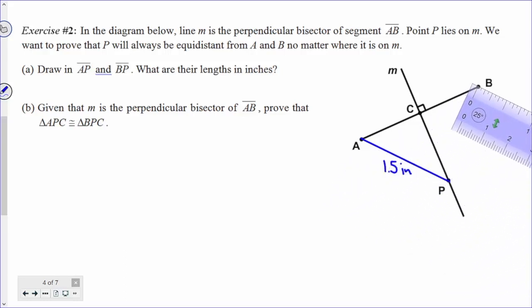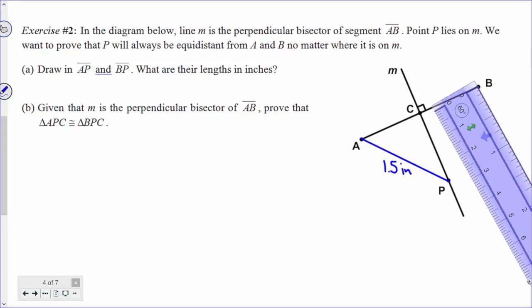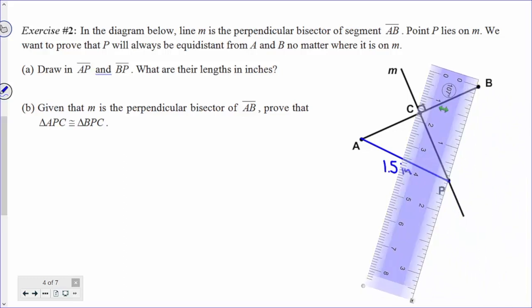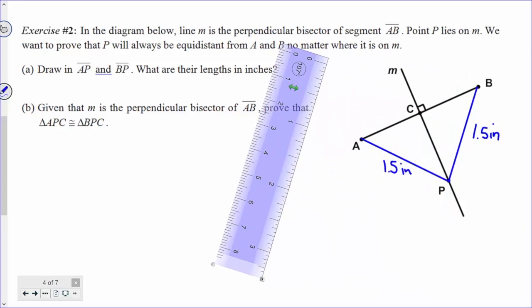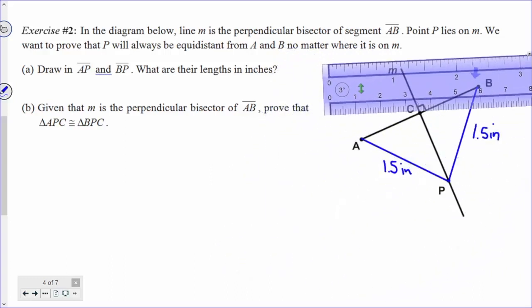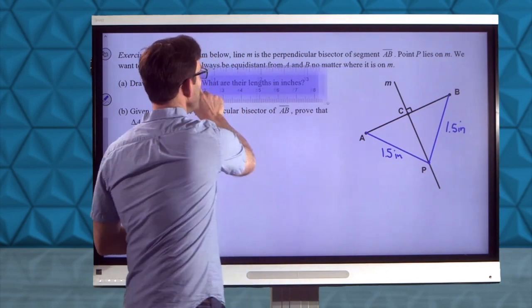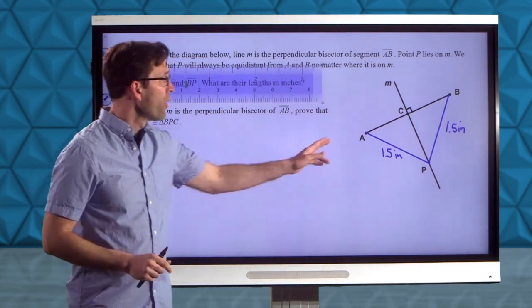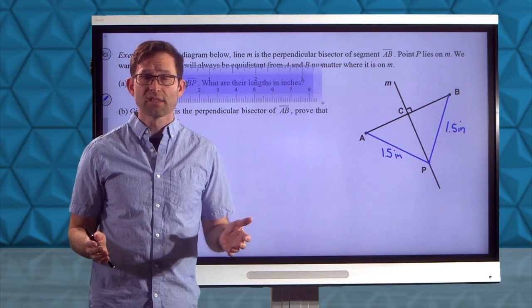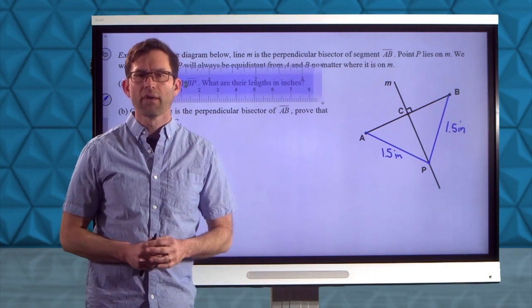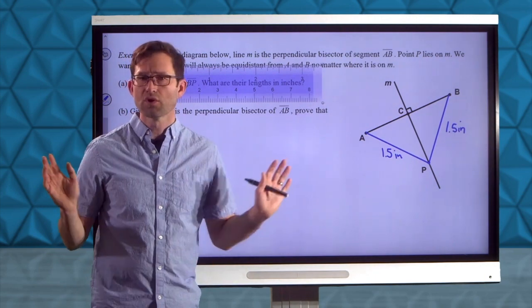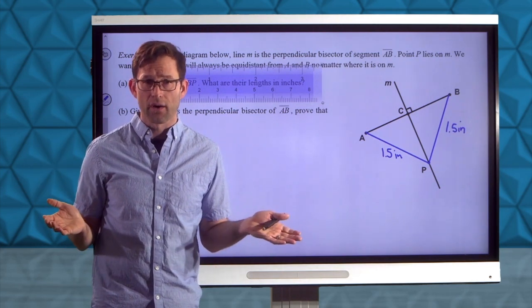Likewise, if I come up here to B and I draw the line segment in and I look at its measurement, it's also 1.5 inches. Okay, so at least experimentally, point P does lie equidistant from the two endpoints of this line segment. Now, the 1.5 isn't very important. Those could have both been 2 inches, they could have been 3 miles, it doesn't really matter.